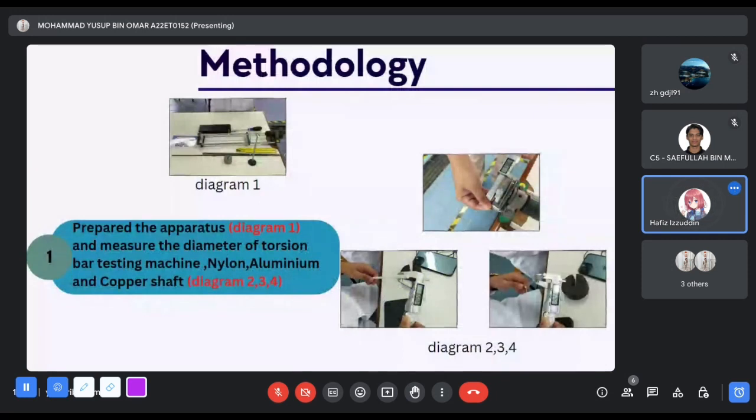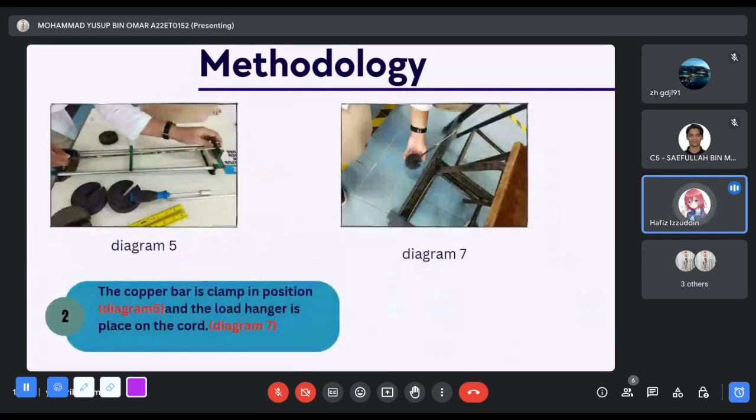Proceed next. So for methodology, first we have to prepare the apparatus as in diagram 1, all the apparatus, and measure the diameter of the torsion bar testing machine, nylon, aluminum, and copper bar. For the second step, the copper bar is clamped in position, diagram 5, and the load hanger is placed on the cord, diagram 7.